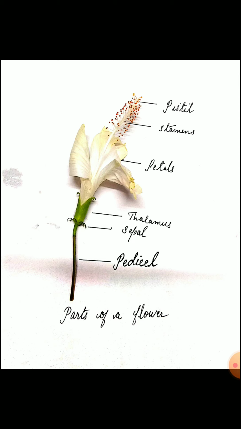Male reproductive part is called stamen. Stamens consist of filament and anther. Anther produces pollen grains which contain male sex cells. The female part of the flower is called pistil or carpel. Each carpel consists of stigma, style and ovary. Ovary is the swollen base that contains ovules. Egg or female gametes is formed in the ovule. So these are the different parts of a flower.